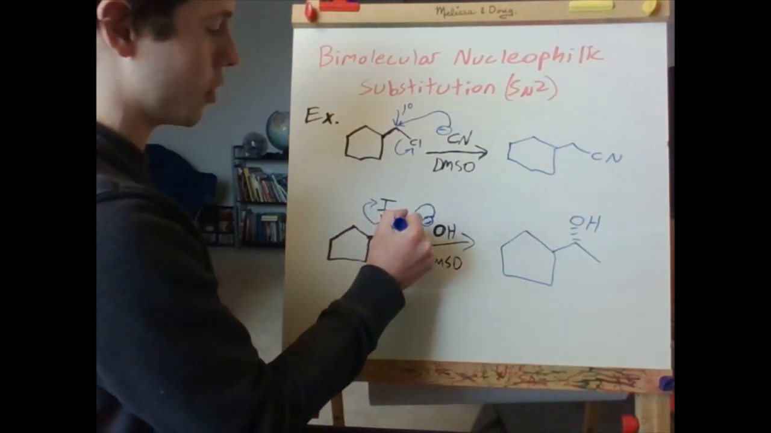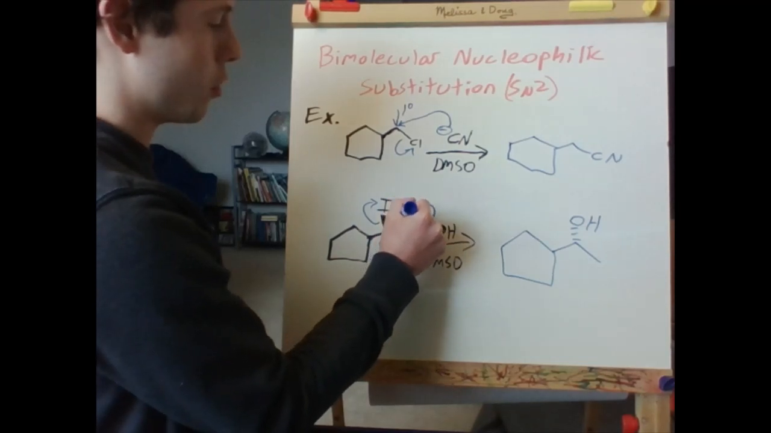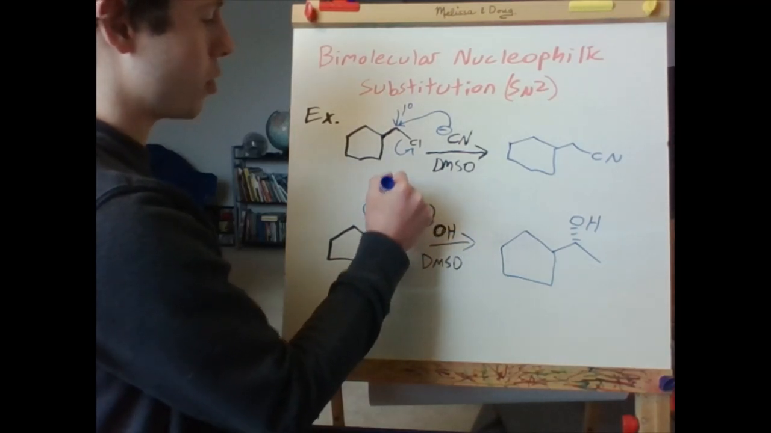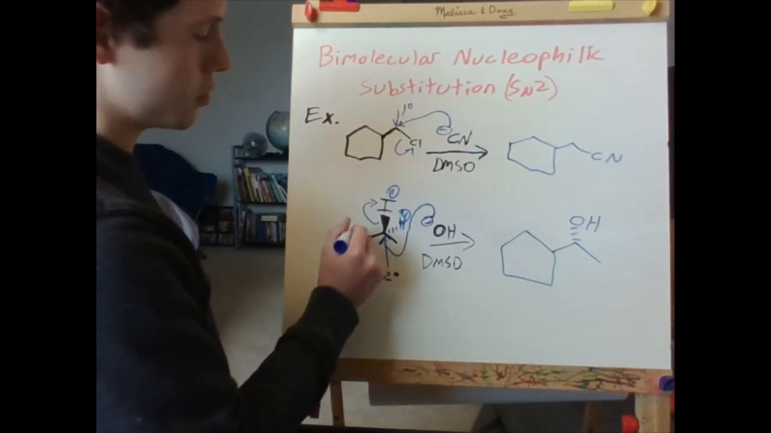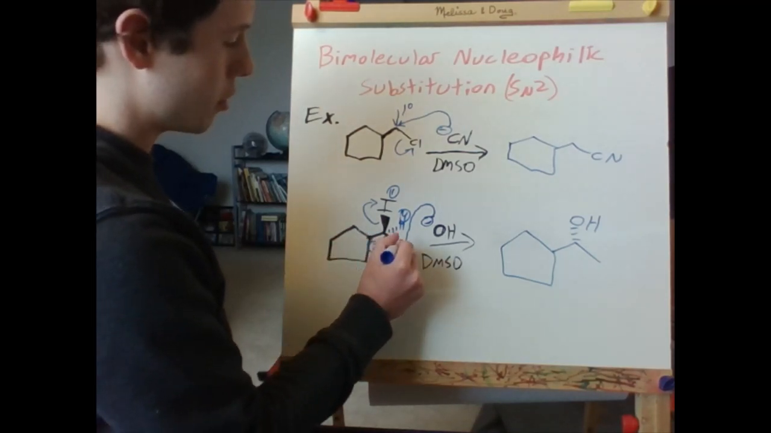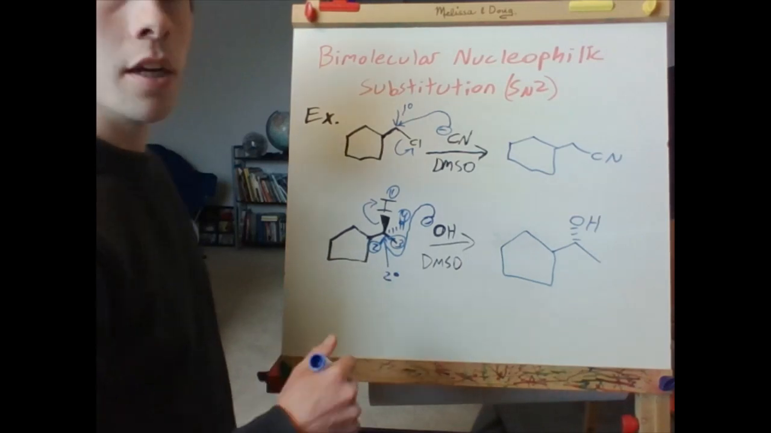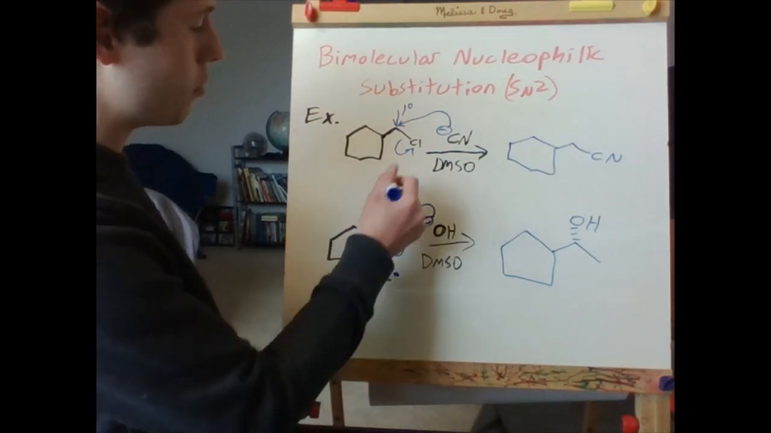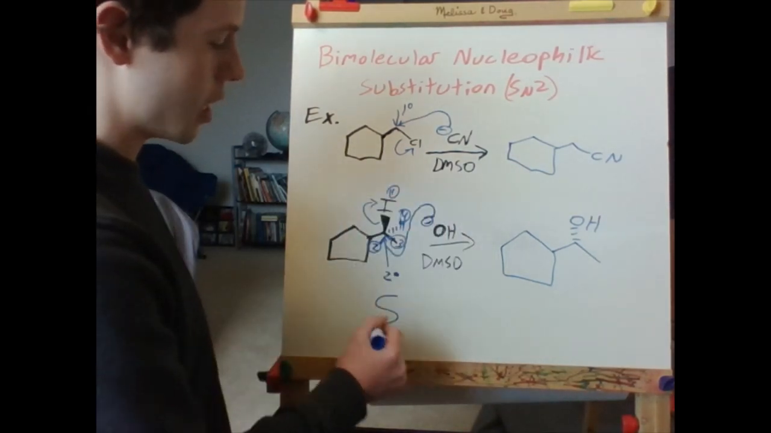that H is going away from us, so that would be priority 4. Iodide would be priority 1. Our cyclopentane ring over here would be priority 2, and our methyl group would be priority 3. Since priority 4 is already going away from us, we see that this is S.